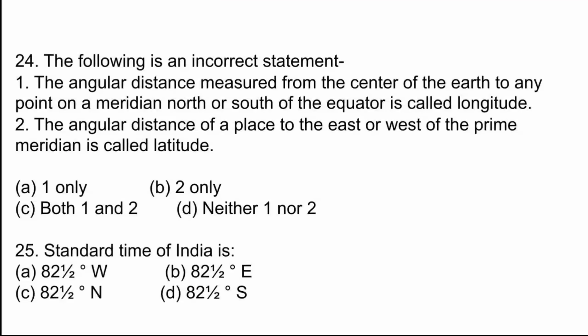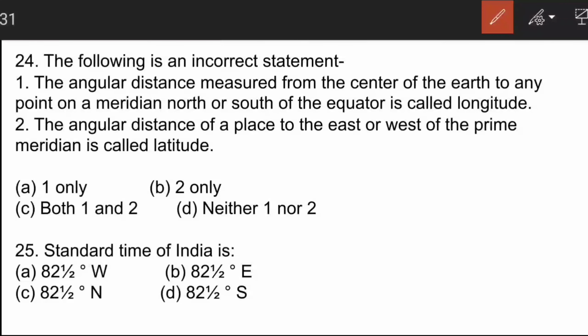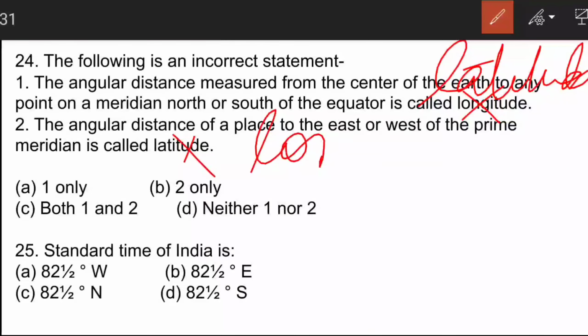The next question is, which of the following is an incorrect statement? The angular distance measured from the center of the earth to any point on a meridian north or south of the equator is called longitude. The angular distance of a place to the east or west of the prime meridian is called latitude. The statements have been interchanged. The angular distance from the center of the earth to north or south is called latitude. And the angular distance to the west or east is known as longitude. So D will be the correct answer.